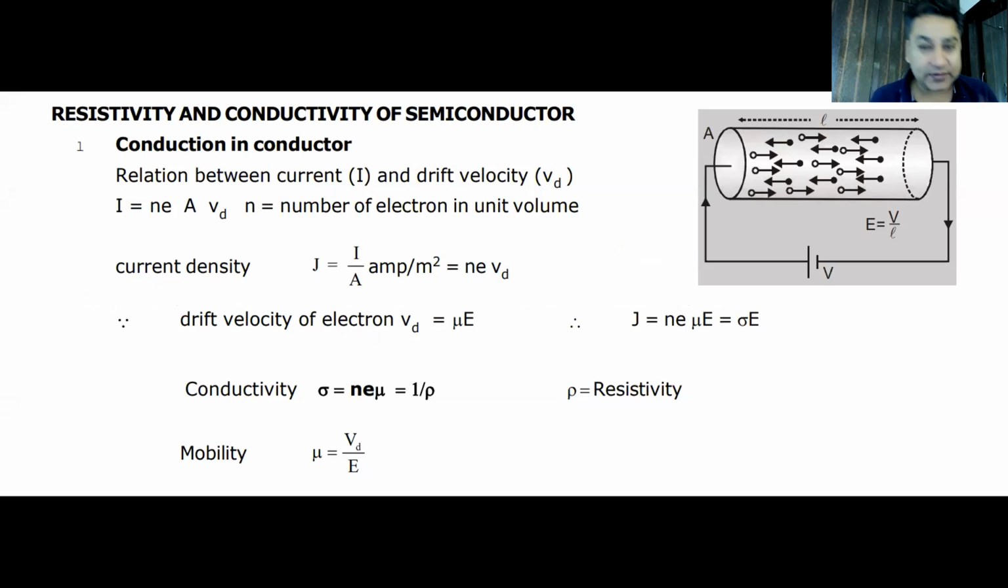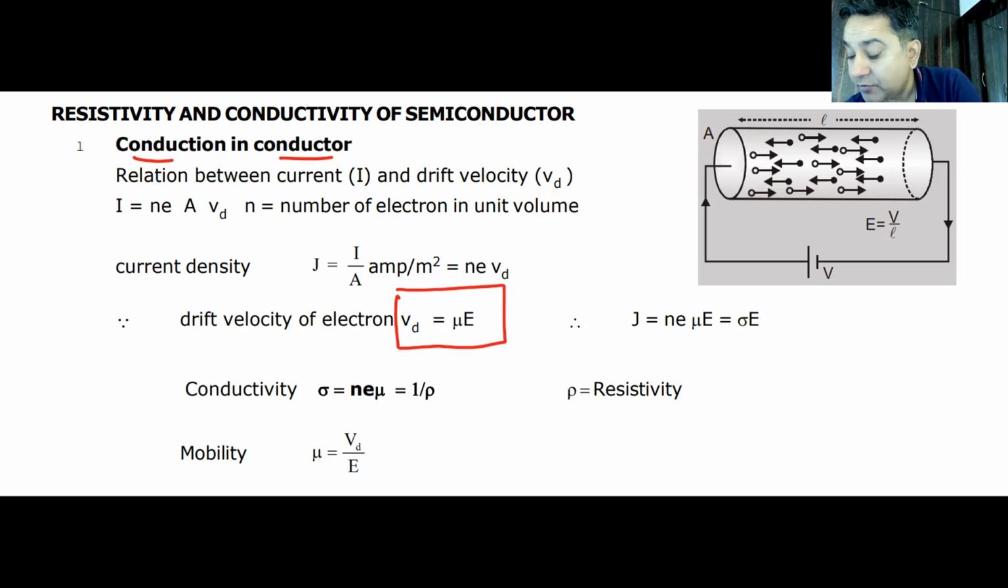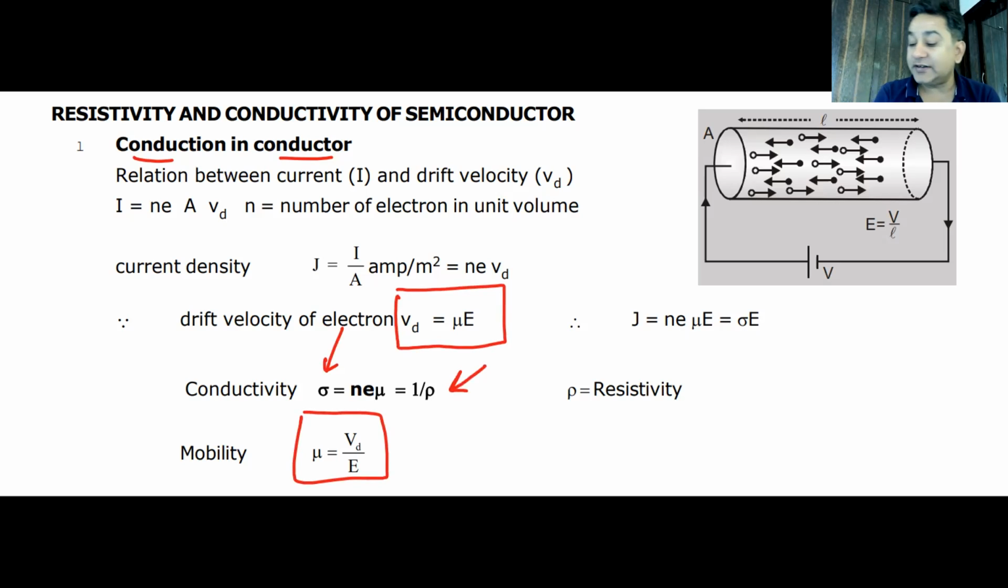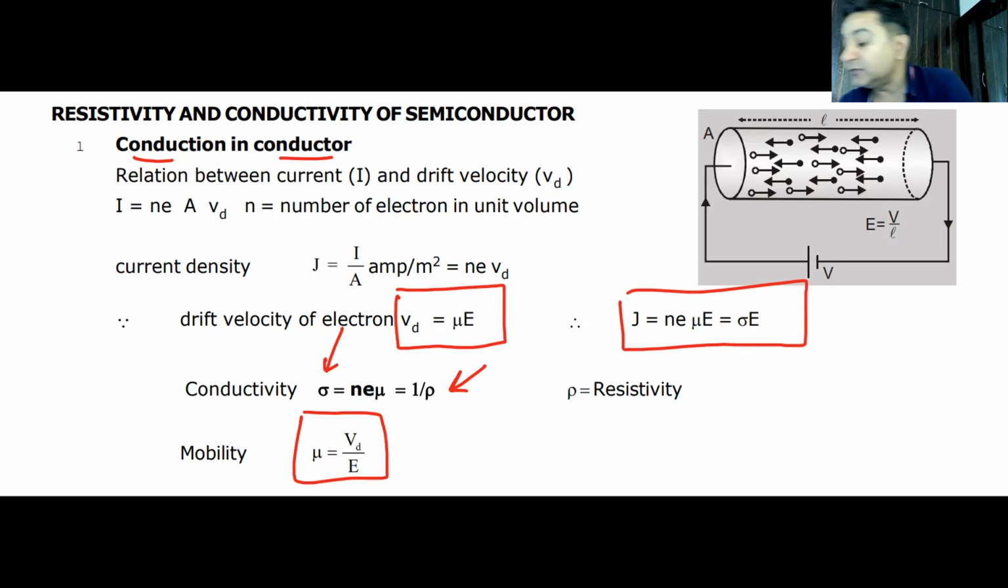Resistivity and conductivity of a semiconductor. How do we calculate the resistivity and the conductivity? Before going on to semiconductor, let us have a look at what is conductivity of a conductor. You must be knowing this equation for the conductor. Drift velocity is mu, which is mobility, multiplied by E. Yes or no? Yes, sir. Conductivity sigma is 1 by rho, where rho is the resistivity. Yes or no? Yes, sir. J, which is the current density, is sigma multiplied by E, which is Ne into mu into E.